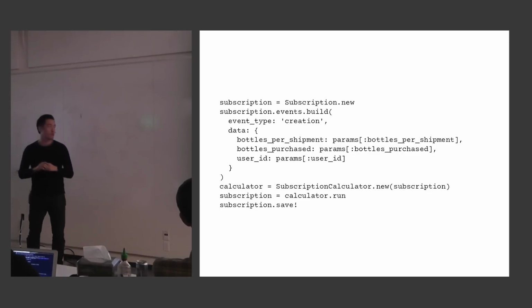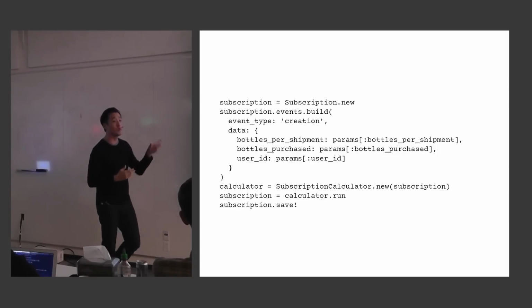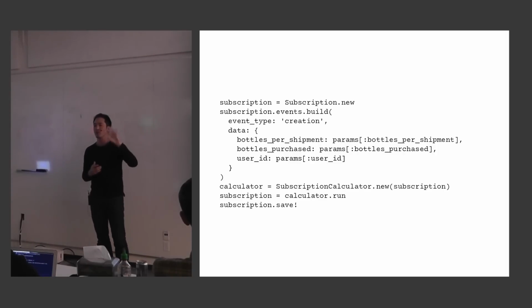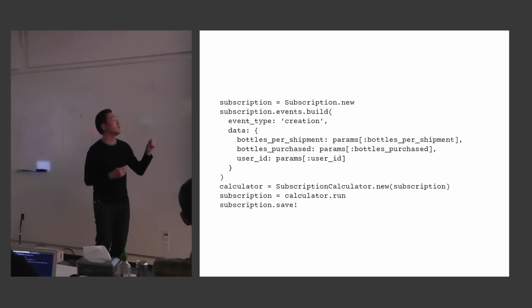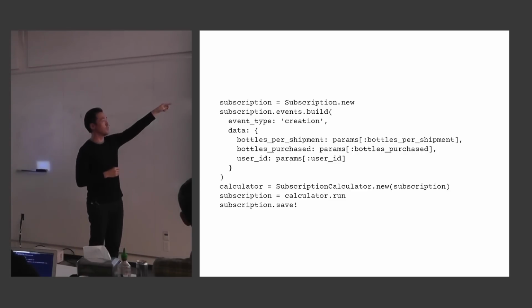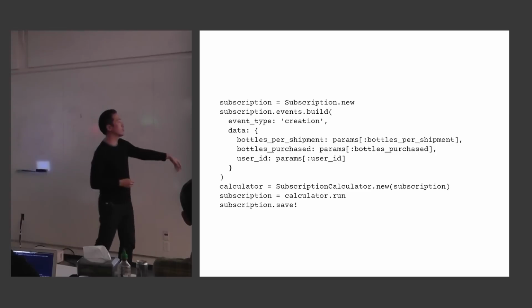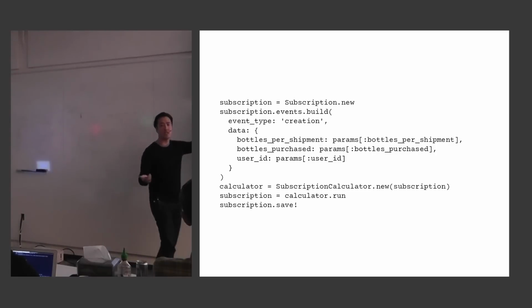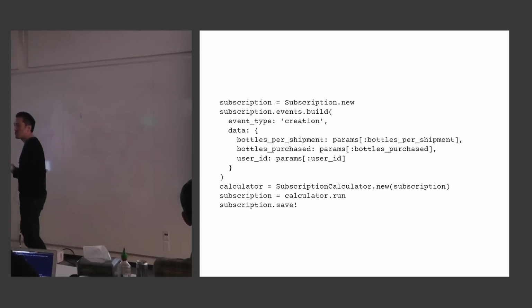During creation, this is one way that you could do it. This is what the code looked like. You do a new subscription. The creation, actually, there's this funny object creational stuff that I'll come back to later. It gets actually really complicated. But then you build a subscription event with an event type of creation. You pass data, right? It's a hash. Bottles per shipment, bottles purchased, user ID. Down here, you pass the subscription into a subscription calculator object. You call .run, you get a result, and you save it to the database.